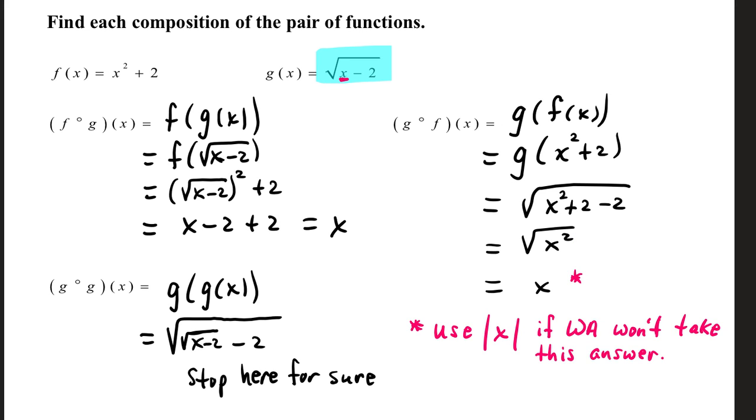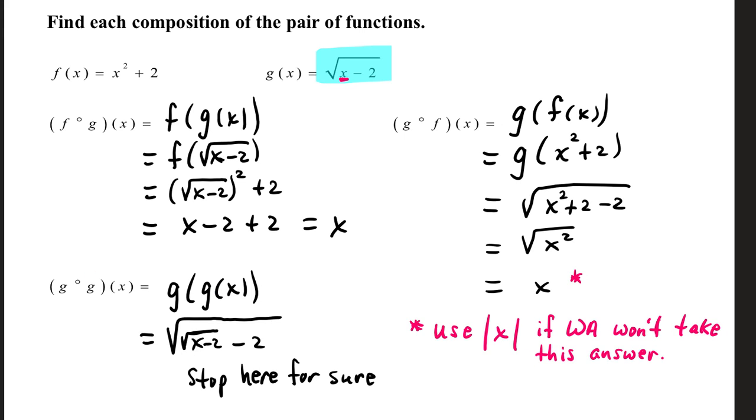Now there is a little technicality in math. If you ever go from an even exponent to an odd, because when we simplify this, we go from an x squared to an x to the first, you're technically supposed to put them in absolute value. I just wanted to kind of give you a heads up that if you work this problem in your homework and x, for some reason, WebAssign won't take it, put some absolute value bars around it, and then it definitely has to.